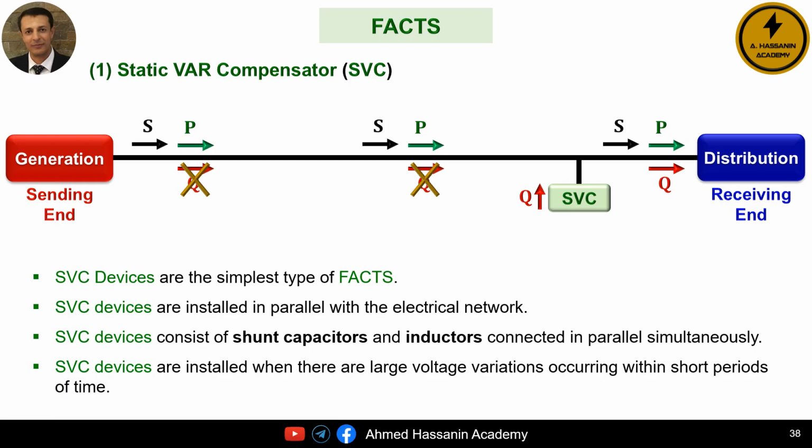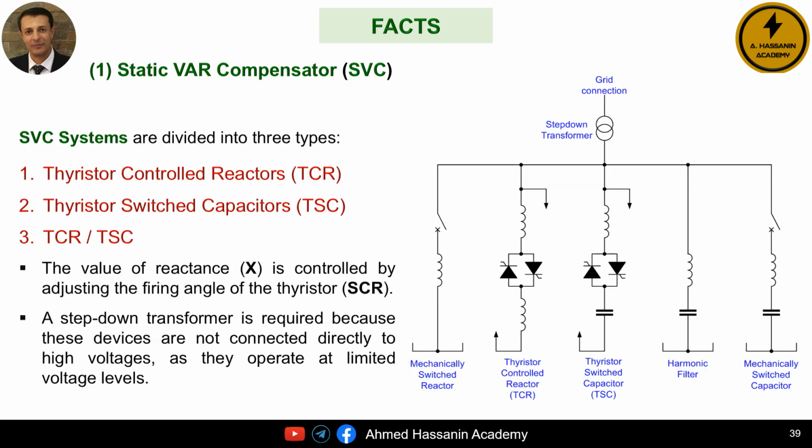The Static VAR Compensator SVC is installed when there are large variations in voltage values over short periods of time or during brief intervals. Therefore, by using Static VAR Compensator SVC devices, we can maintain the voltage levels of the electrical network within safe and acceptable limits. It is important to know that there are 3 types of Static VAR Compensator SVC devices, which are: 1. Thyristor controlled reactors, TCR. 2. Thyristor switched capacitors, TSC. 3. A combination of TCR and TSC.